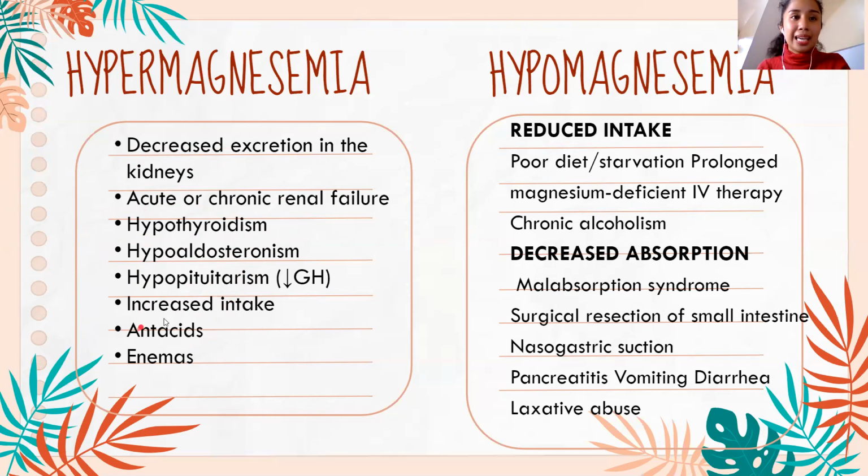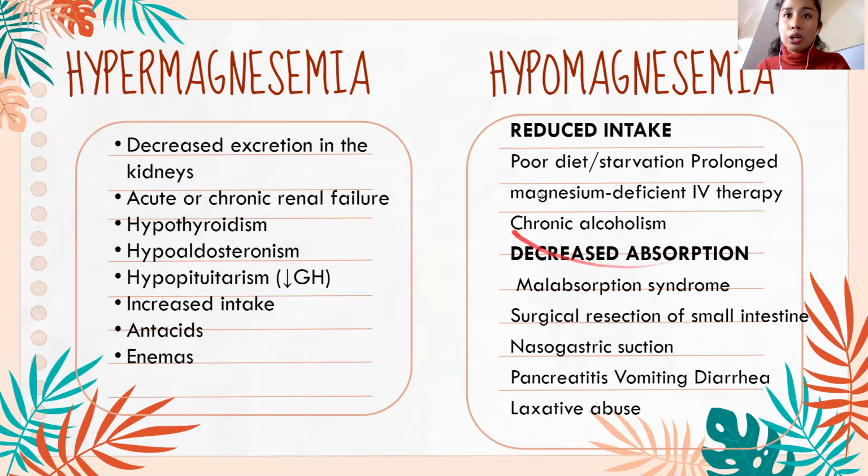Class, in cases of people who are drinking antacids, antacids have magnesium. The Emirates also has magnesium. So usually there is excess intake of magnesium. An example as well is when the intravenous fluid of those who are hospitalized has excess magnesium. So it can result in hypermagnesemia. And in cases of hypomagnesemia, poor diet and magnesium-deficient IV therapy. In hypermagnesemia naman, class, it is excess magnesium IV therapy.